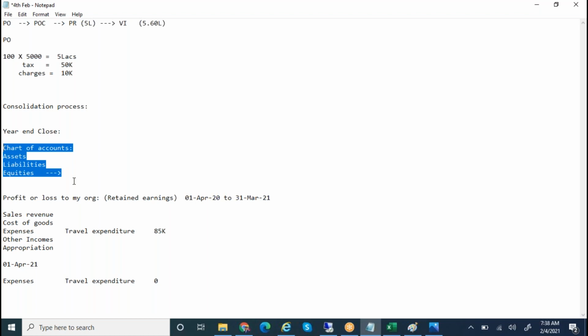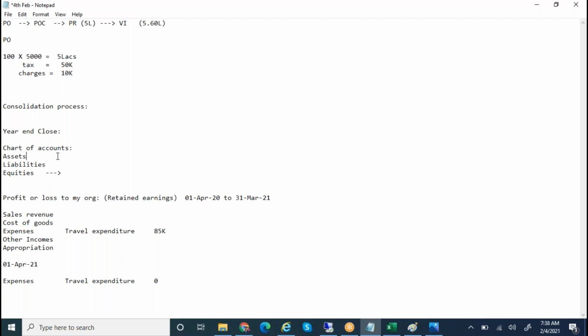Is it clear? Any doubt here? Any confusion? So, asset balances, liability balances. Assets, for example: I have a bank account, and in that bank account I have 2.5 lakhs. If the financial year changes, the same 2.5 lakhs, whatever I have as bank account balance, will be carried forward to the next year.